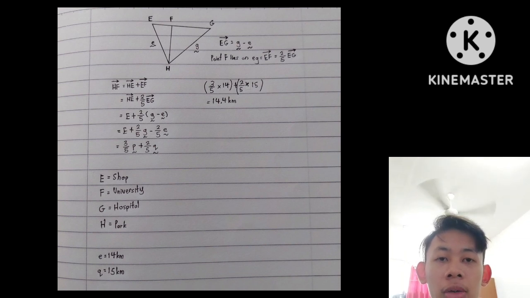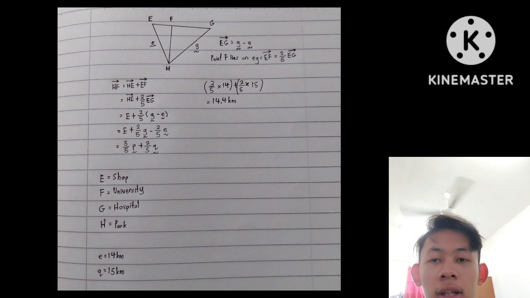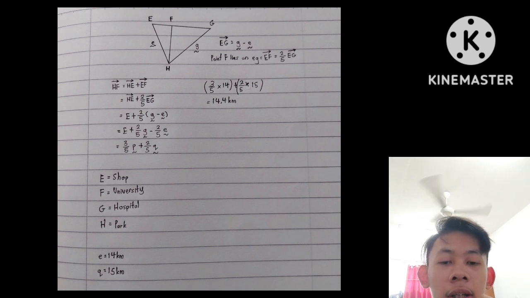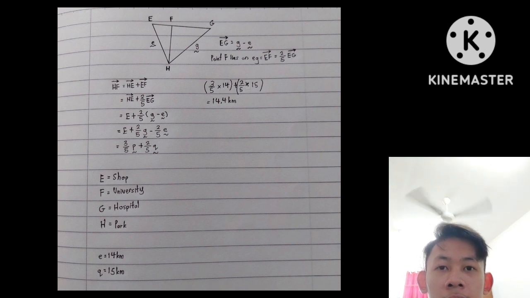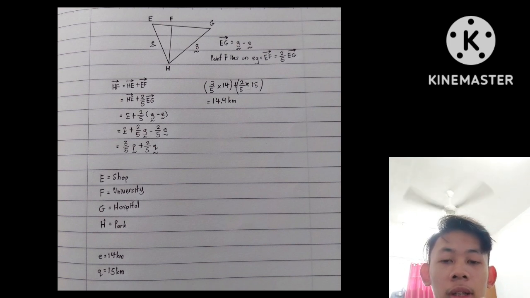From here, we need to write 2 over 5 EG because we already told in the previous question that point F lies on EG. That means E to F is 2 over 5 EG. Next, E plus 2 over 5 times G minus E, which equals E plus 2 over 5 G minus 2 over 5 E. Here we can calculate and we will get 3 over 5 E plus 2 over 5 G. So this is the answer for HF.